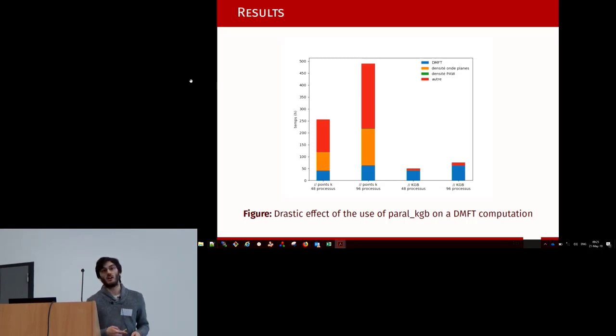you have an increase of the computation time when you try to increase again the number of processes. But as soon as you use KGB parallelization, you just see that the orange part disappears and the red part becomes really tiny. The orange part is the macro part of the computation, and the red part is everything I didn't measure, so it's mostly the diagonalization of the Hamiltonian. And we can see that with this number of processes, we have a real increase in performance that was not reachable with DMFT before.